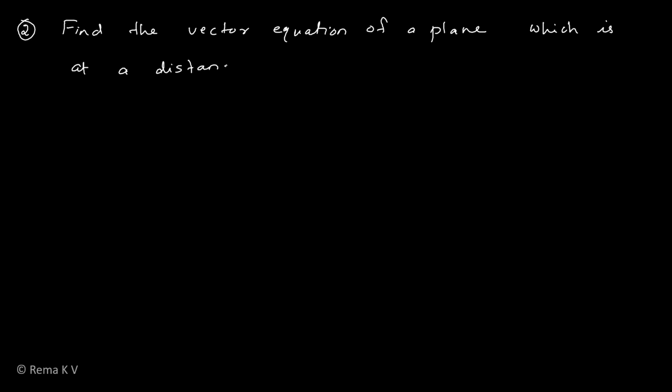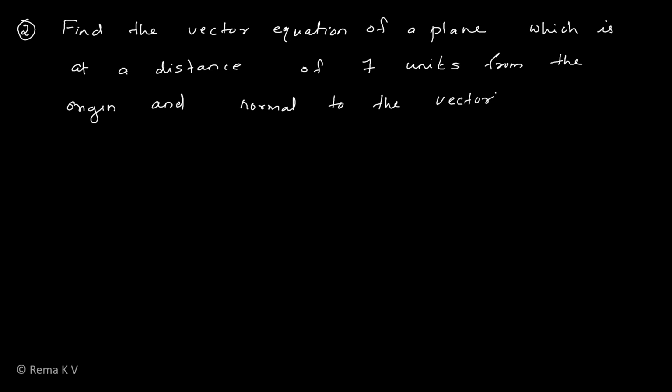Second question from this is, find the vector equation of a plane which is at a distance of 7 units from the origin and normal to the vector 3i plus 5j minus 6k.